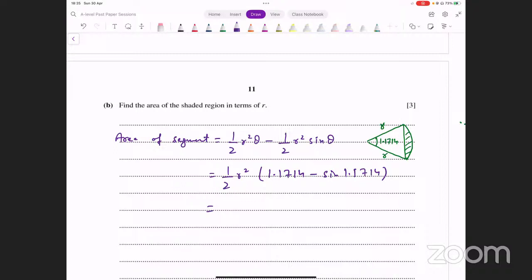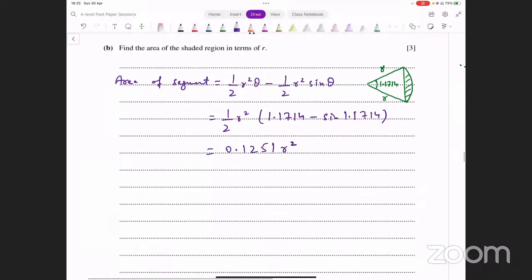0.125 r squared. ज़्यादा decimal place in fact लिखना चाहिए हमें. 125 आगे 1 आ रहा है, ठीक है? 0.1251 r squared. This is the area of the segment. But we were looking for that complete shaded area. तो क्या करेंगे? इस segment के area को 2 से multiply कर देंगे. तो उससे हमारे पास वो total shaded area आ जाएगा. Let's see what that turns out to be.